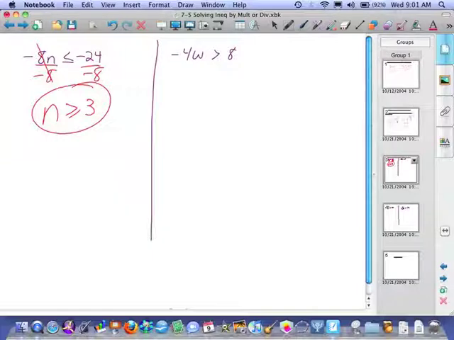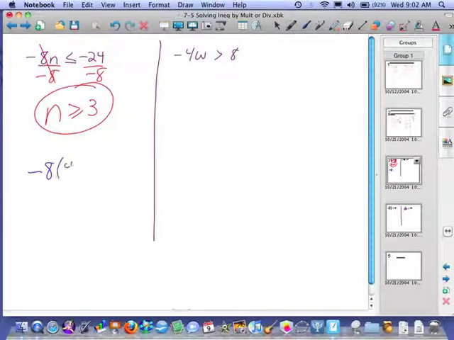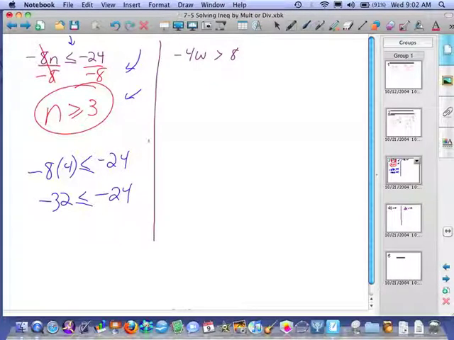We can actually check to make sure that what we did was correct by picking a number that is greater than 3. So let's pick 4 because it's 1 higher than 3. Negative 8 times 4, and from the original inequality, less than or equal to negative 24. Negative 8 times 4 is negative 32. Hopefully that is less than or equal to negative 24. And lo and behold, it is. Negative 32 is less than or equal to negative 24. So you can see in this example, by solving it, reversing the symbol, and checking it, that reversing the symbol is the correct procedure in this case.